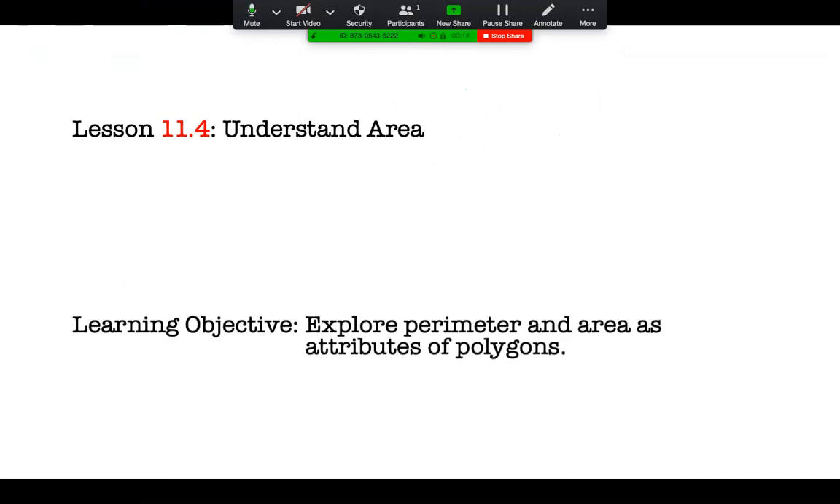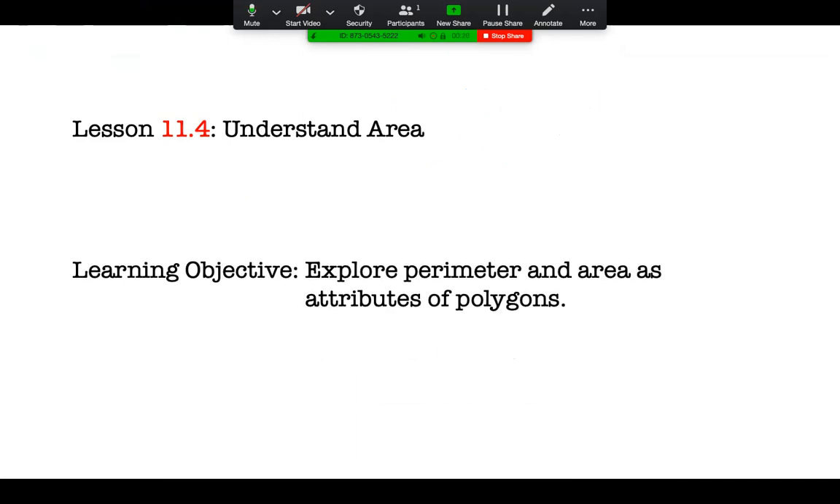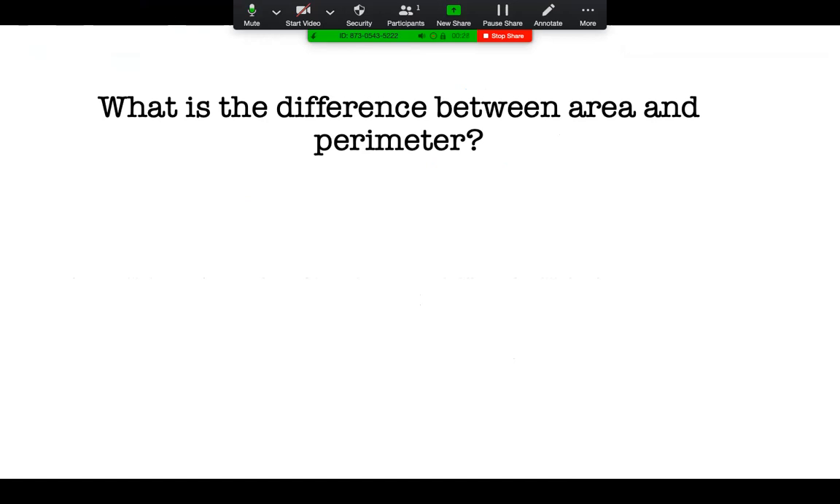By the end of this lesson, you will be able to explore perimeter and area as attributes of polygons. Well, you might be asking yourself, what is the difference between area and perimeter? Let's find out.